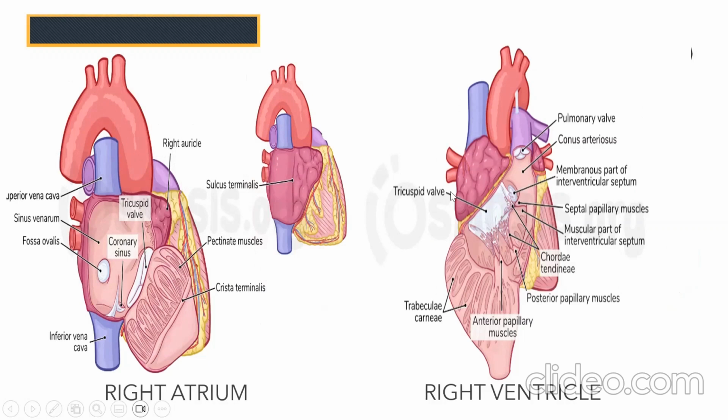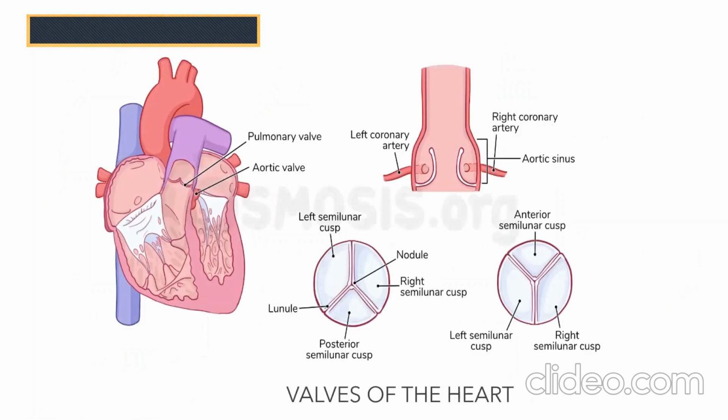Also, here we can see the pulmonary valve, which guards the pulmonary trunk. It prevents the backflow of blood into the ventricle. So the stenosis of pulmonary valve is also seen in tetralogy of Fallot. Similarly, these are the valves which guard various chambers of the heart.